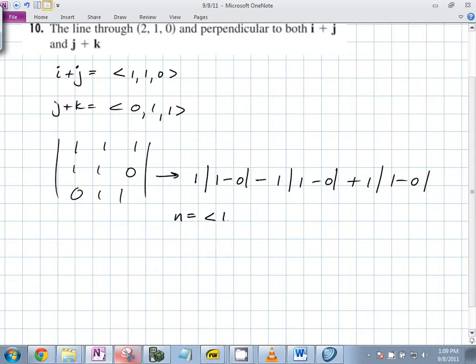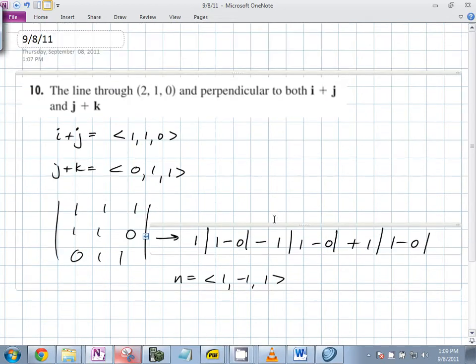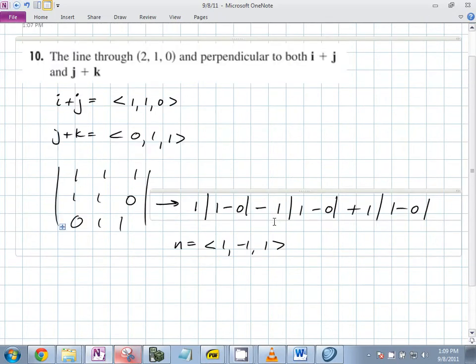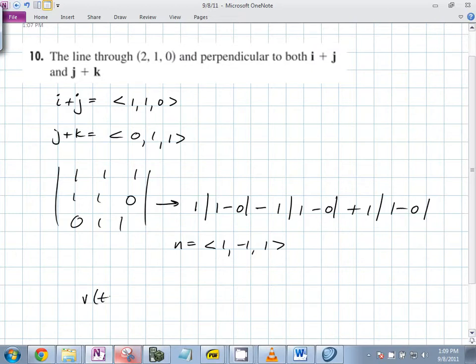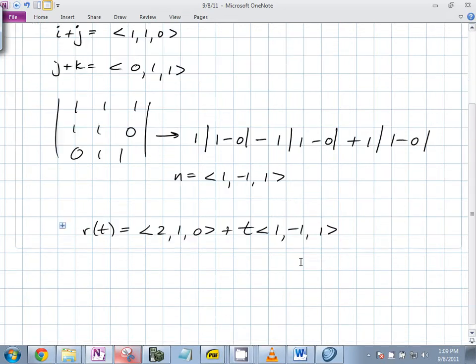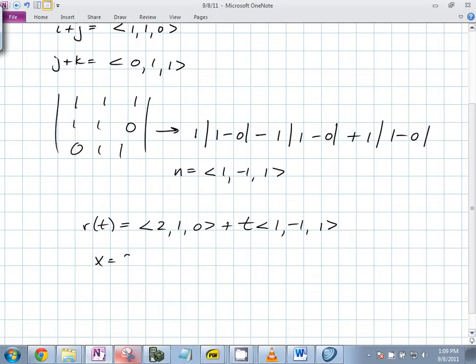1, negative 1, 1. Exactly. So that's going to be the directional vector. Does it tell you what form to use for the line? No. So you could say r of t is going to be equal to our initial point 2, 1, 0 plus t times 1, negative 1, 1. And in parametric form, x is equal to 2 plus t, y is equal to 1 minus t, and z is equal to t. Either one of those would be fine.